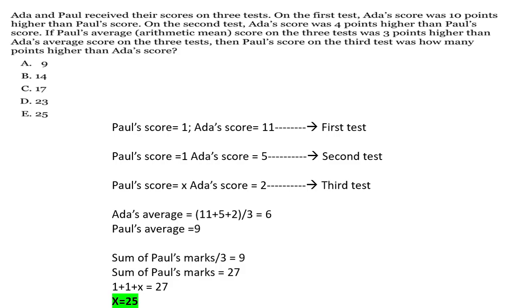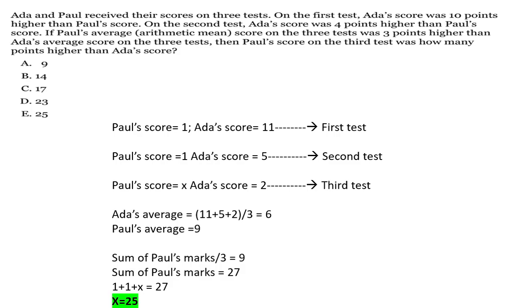In the first test, Ada scored 10 points higher than Paul. The second test, she scored 4 points higher than Paul. But if you take the average of all the three tests, Paul had scored 3 points higher than Ada. So the question here asks us what should have been Paul's marks in the third test such that he scored on an average 3 points higher than Ada.